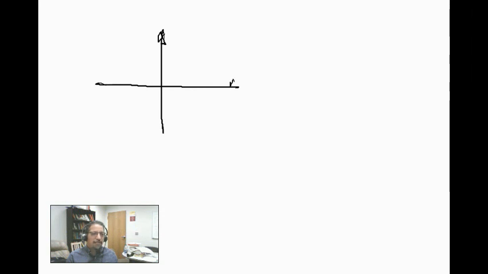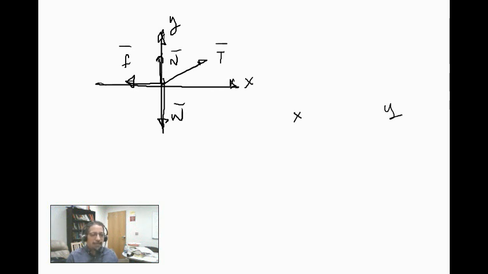Okay, so now we are going to do the spelling out of these forces in components. So we set a system of coordinates like so, x and y. And then the forces are like so: normal, tension, friction, and weight. And let us do a small table. So this is the x component, this is the y component, and these are the forces: F, N, weight, and tension.